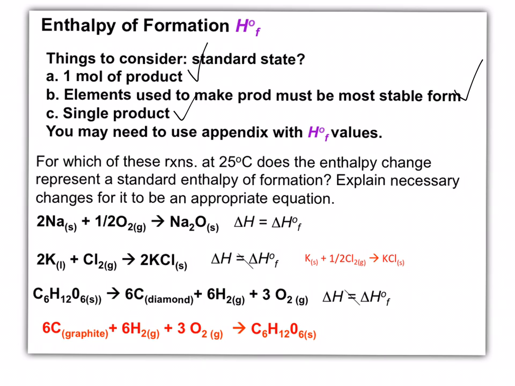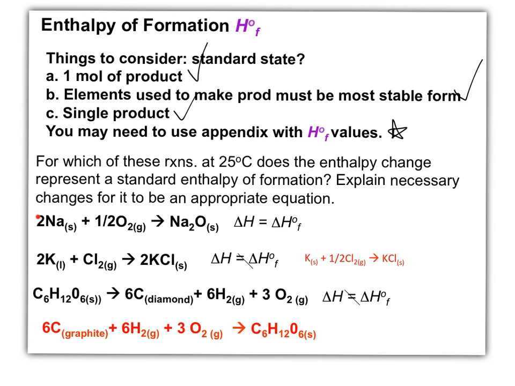Now, remember we talked about these delta H formation values. They can be found in an appendix, usually in the back of the book, and you can utilize these for calculations. We'll look at that in a minute. For now, let's decide if the following reactions seen here actually represent a standard enthalpy of formation. Okay, if we look at this first problem, first things first is criteria A, 1 mole of product. There is a single mole of product here, so far we're good. Elements used to make the product must be in their most stable form.